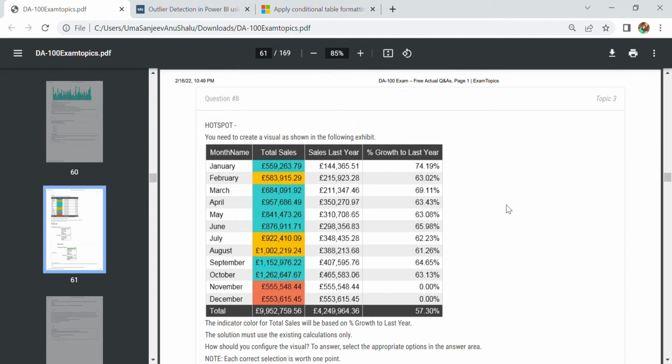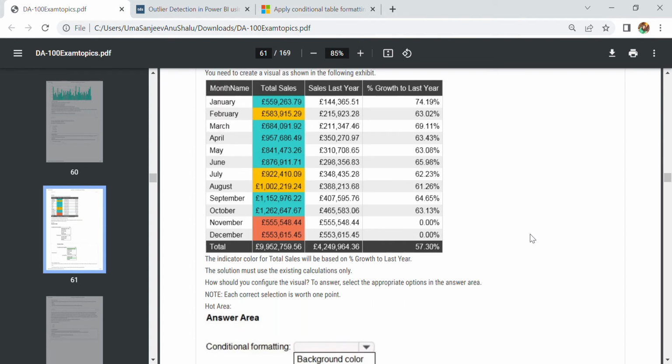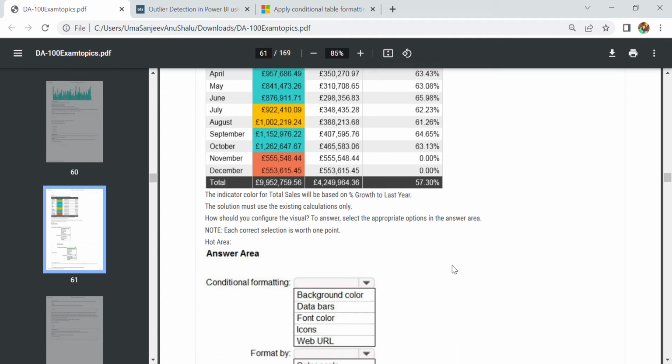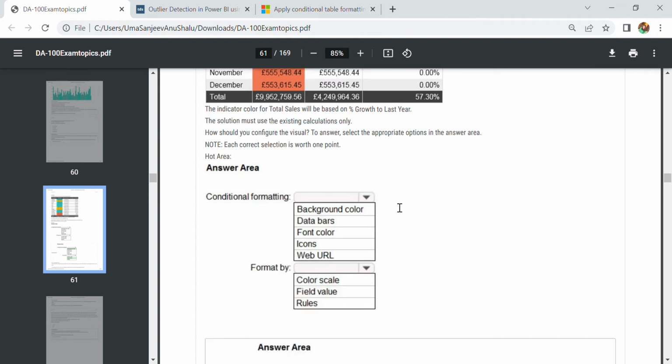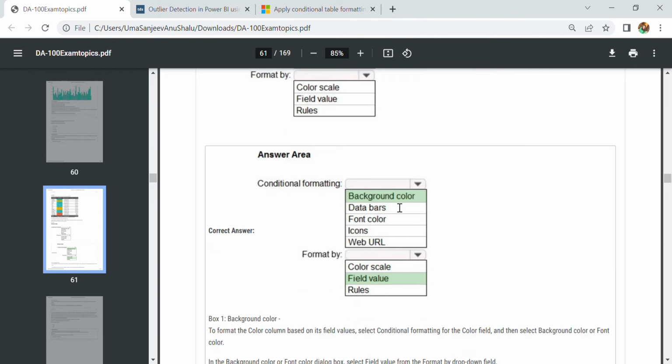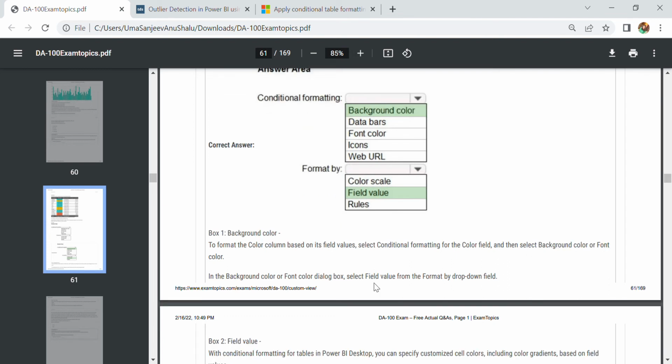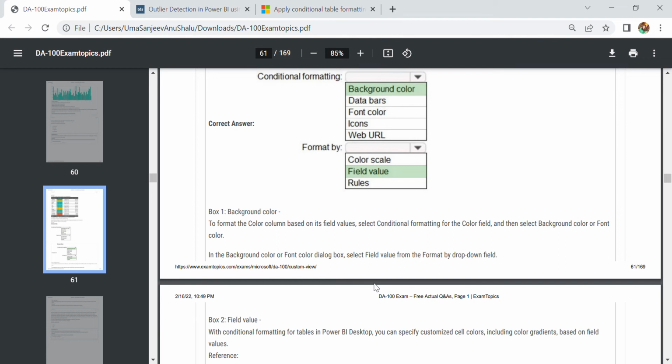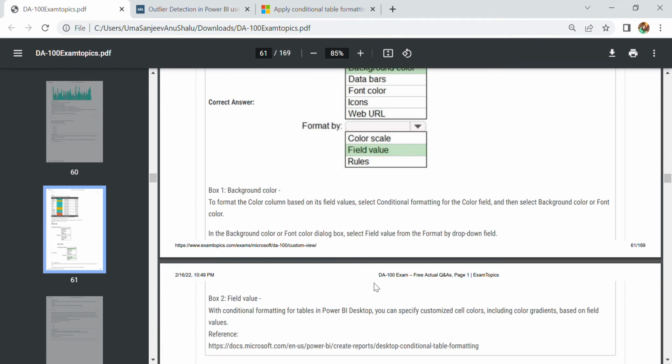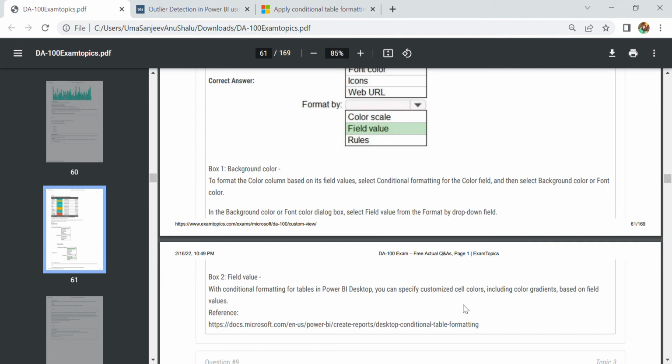Like for example, in this question we have a visualization, and the indicator color for total sales will be based on percentage to last year. The solution must use the existing calculations only. So how should you configure the visualization? You just need to click on conditional formatting, then background color, and you can format by field value. By selecting this, you can set the background color by field value like sales, or even customize the cell color, including color gradient based on field value.